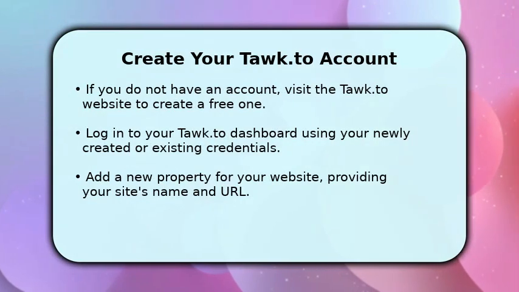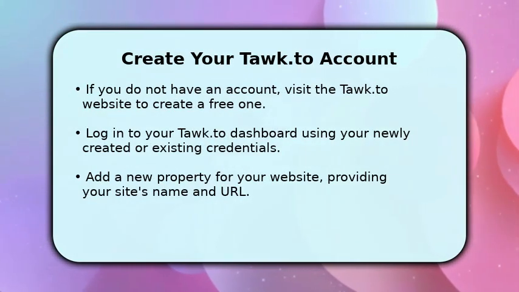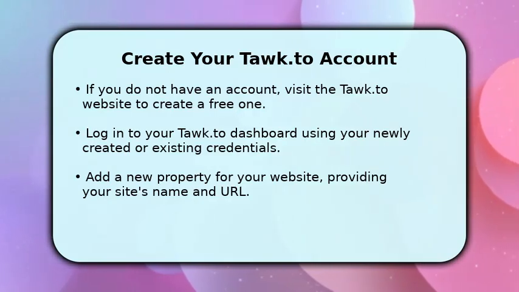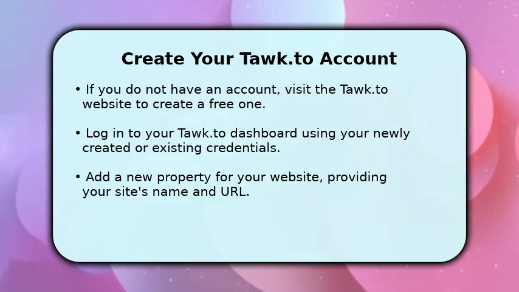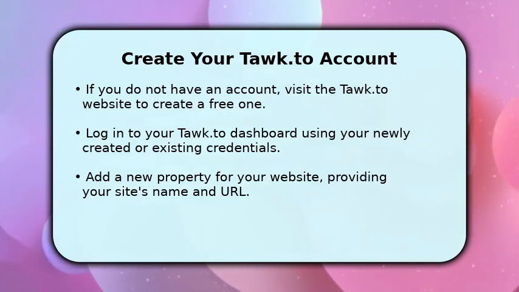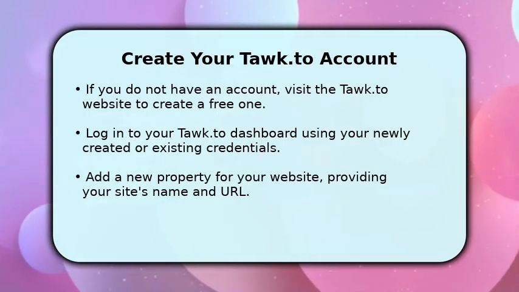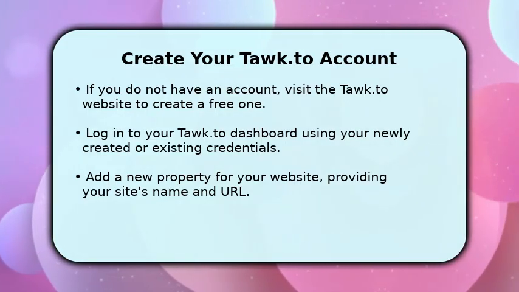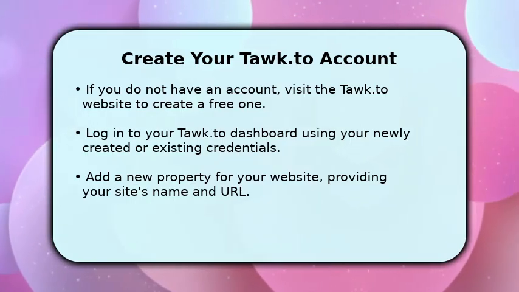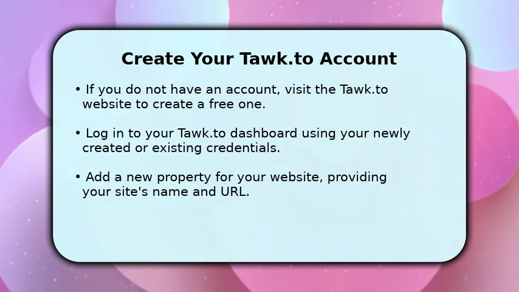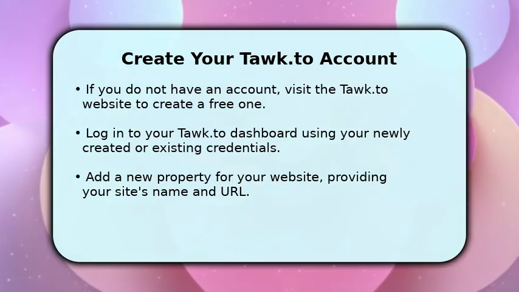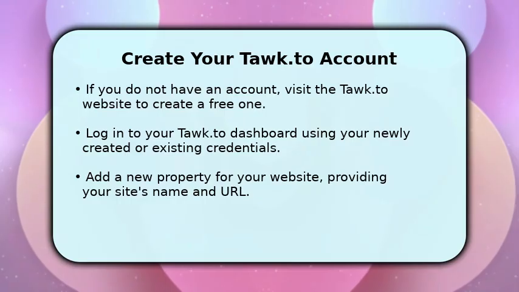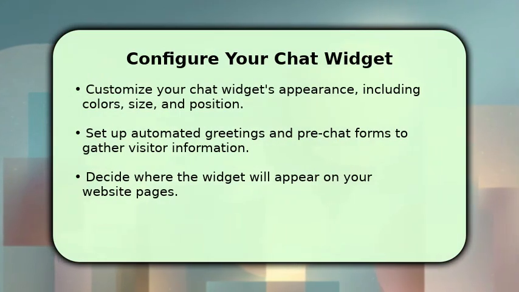Next, you will need a Tawk.to account. If you do not already have one, visit the Tawk.to website and sign up for a free account. It only takes a few moments. Once registered, log into your Tawk.to dashboard. Here, you will add a new property for your website. Provide your website's name and its full URL. This step is essential as it links your specific site to your Tawk.to account, allowing you to manage multiple websites from one central dashboard.